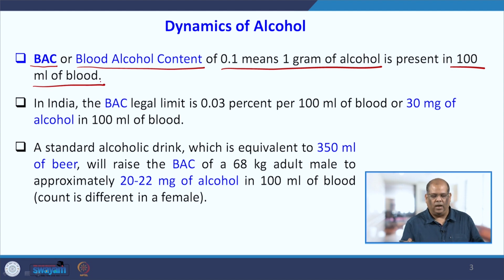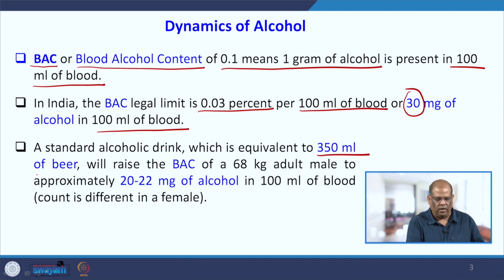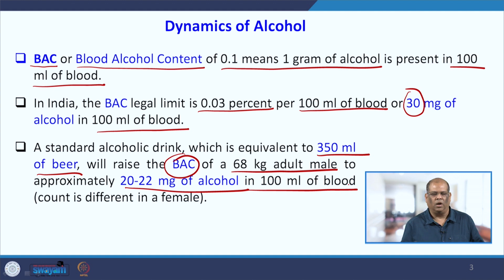The legal limit in India is 0.03% per 100 ml of blood, and this is easy to remember: 30 milligram of alcohol in 100 ml of blood. That is the permissible limit. A standard drink, 350 ml of beer, will raise the blood alcohol content of a 68 kg adult male to 20 to 22 mg of alcohol in 100 ml of blood, which is permissible. However, the count is different in a female.